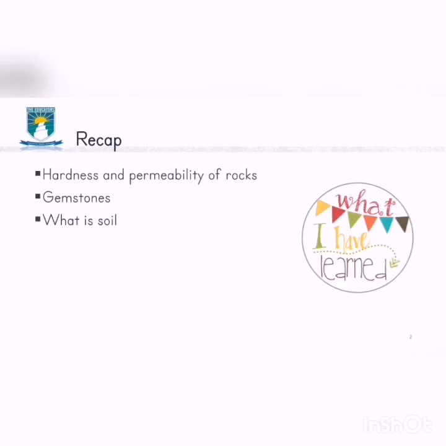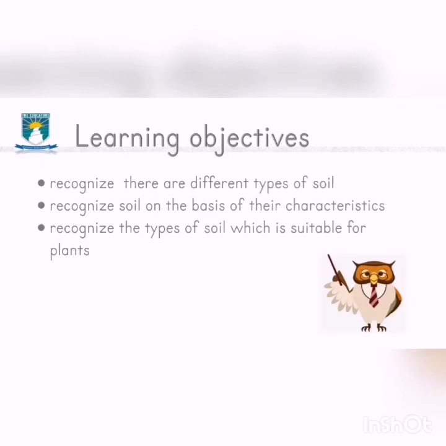In our previous lesson, the topics that we have covered are hardness and permeability of rocks, gemstones, and what is soil. The learning objectives of today's lesson are to recognize there are different types of soil, to recognize soil on the basis of their characteristics, to recognize the types of soil which is suitable for plants.